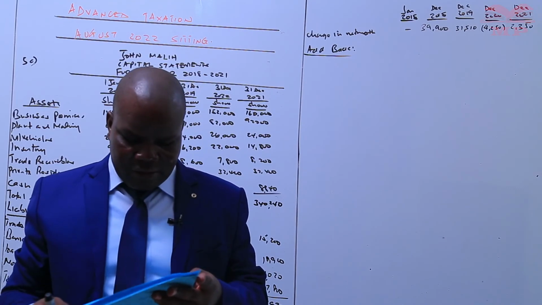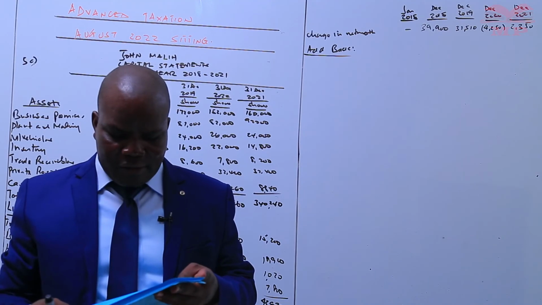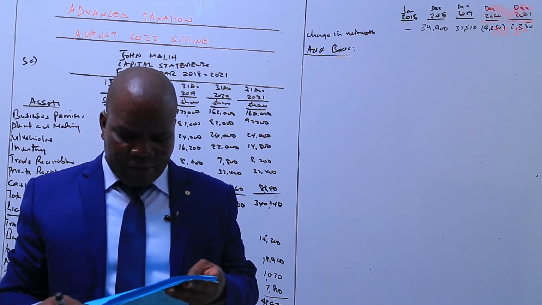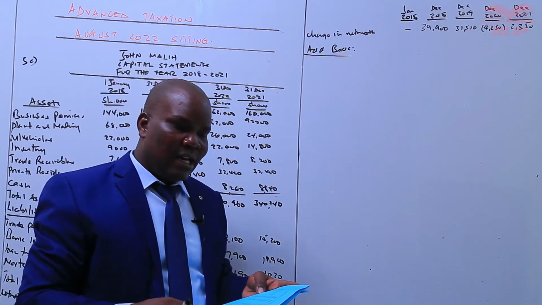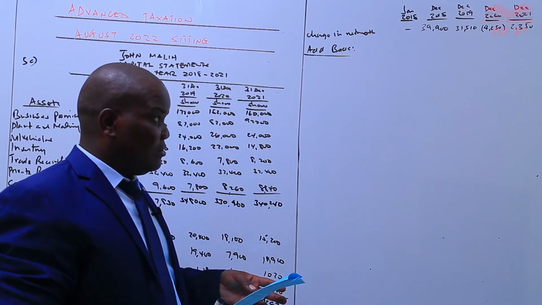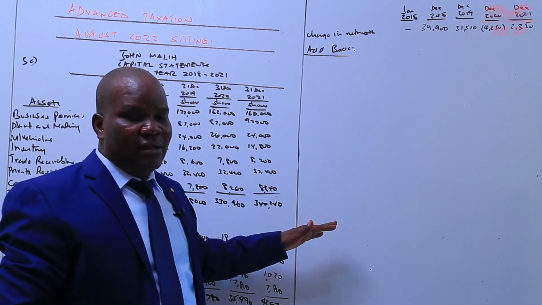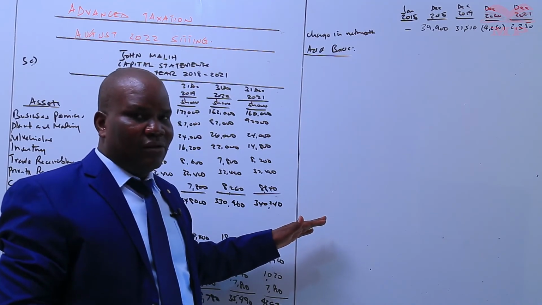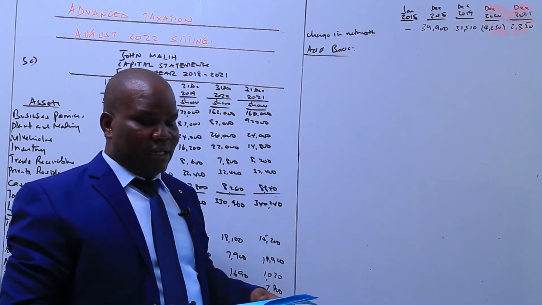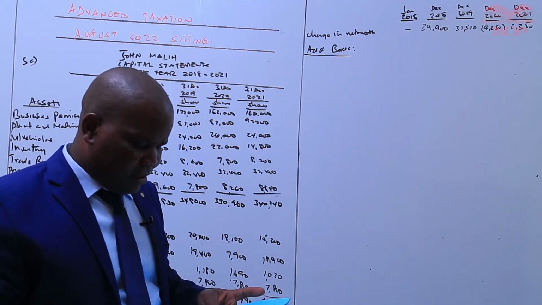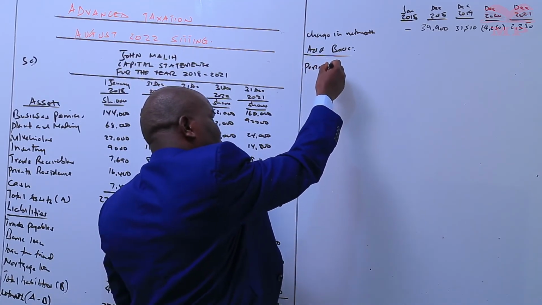Information 3 says his personal expenses for each of the 4 years were as follows. Now personal expenses are not allowable expenses for business purposes. So the assumption here is this taxpayer used business money to meet his personal expenses, and because such are disallowable expenses, we shall have to add them back so that we determine the correct profit for each of the year. So we write here, add back 1, personal expenses.